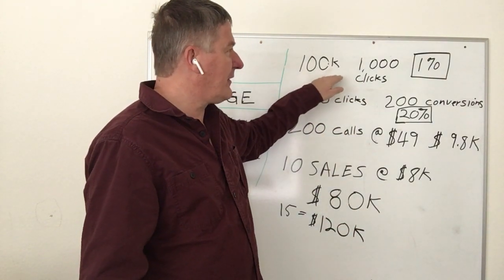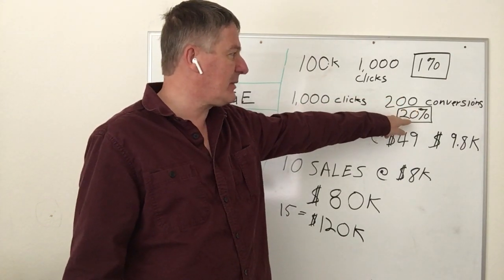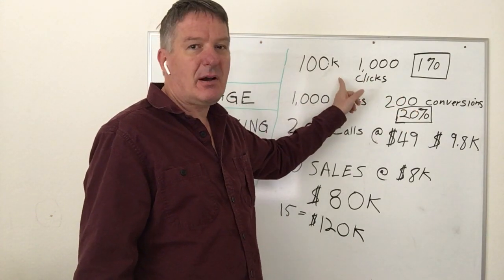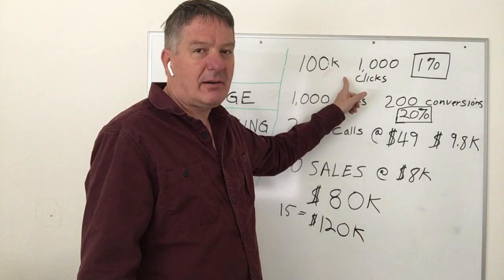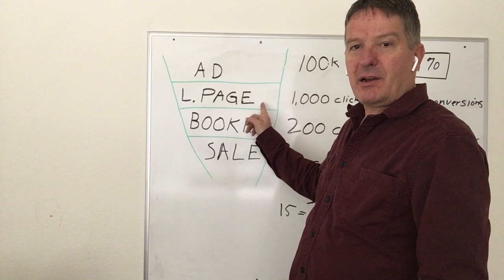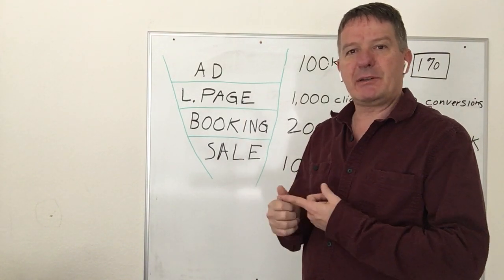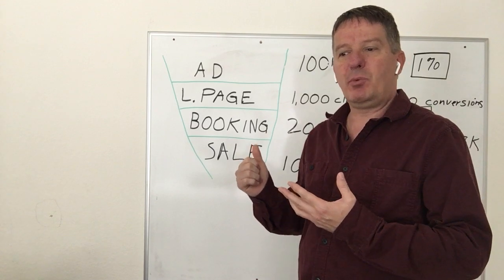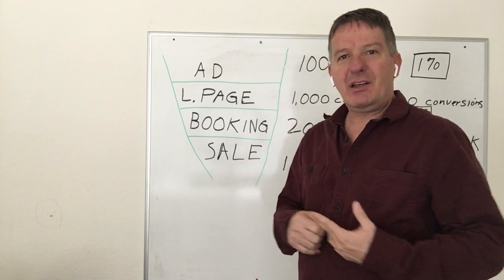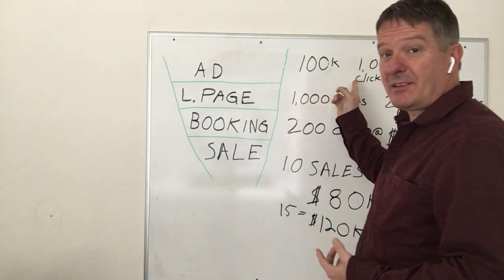So let's just say we drove our 1,000 clicks and it came over here, but we didn't get 200 conversions. We didn't get 20%. Well, this isn't the problem, probably. We probably have a problem with the landing page and what's going on in here. We didn't build a good landing page. We didn't build one with good compelling ad copy. We didn't build one that had a clear call to action. We didn't build one that this audience liked.